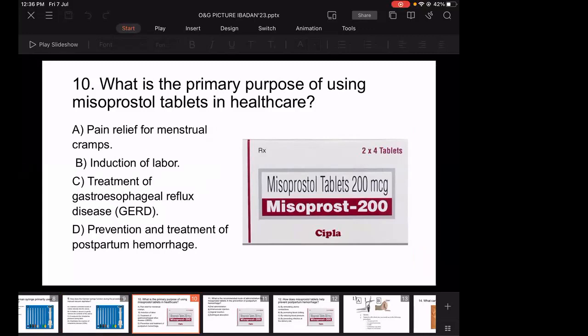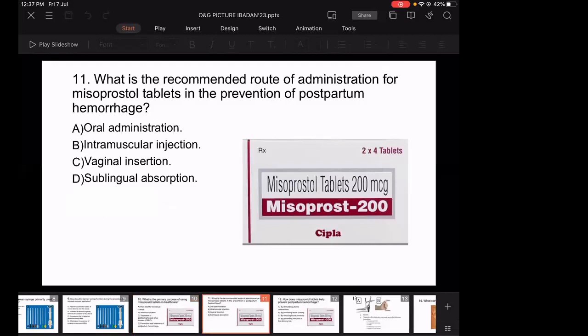Induction of labor. Anyone with another option? Do you realize that misoprostol can be used for all these 4 things? Yes, it can be used for all the purposes. But the primary purpose is actually for prevention and treatment of postpartum hemorrhage. That is the primary purpose of its use. All others are additional uses. So D is the answer here.